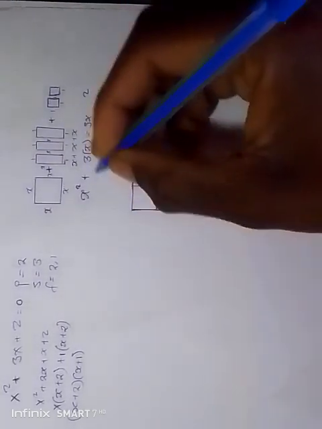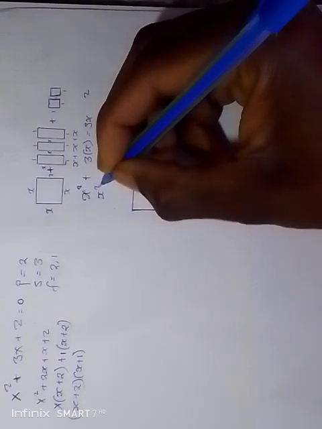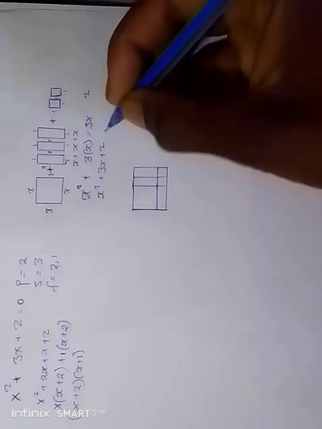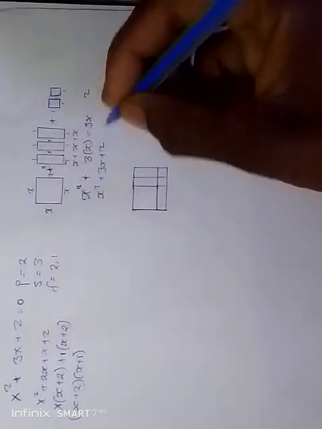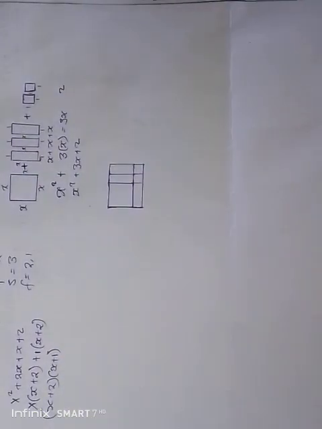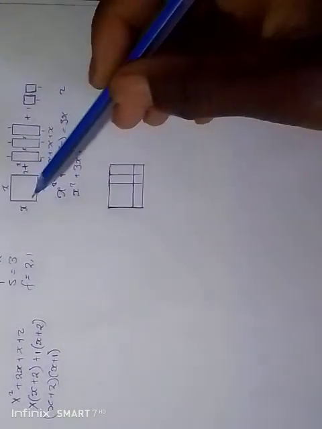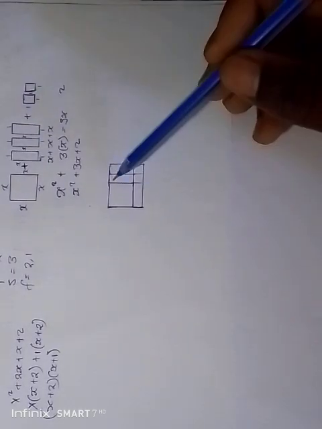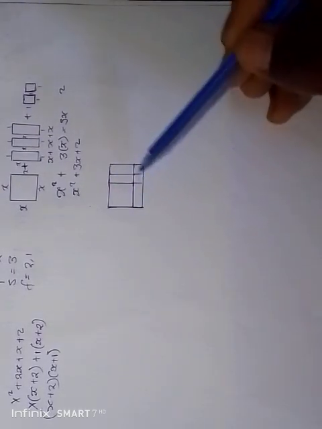That is why we came up with this equation, x squared plus 3x plus 2. You see? So this is where this equation comes from. Alright, so now let us try to understand where this comes from. Okay, so when we put together this box, this, and these two guys here, we are going to come up with this. Okay, it's also a square.